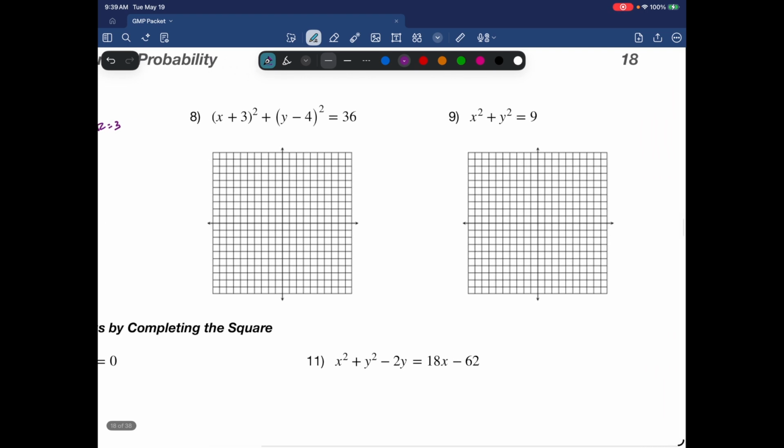On number 8, we have a center at (-3, 4). So 1, 2, 3, and 1, 2, 3, 4. And then my radius is the square root of that, so it's going to be 6. So 1, 2, 3, 4, 5, 6 in each direction. And again, just connect your dots. Do the best you can.